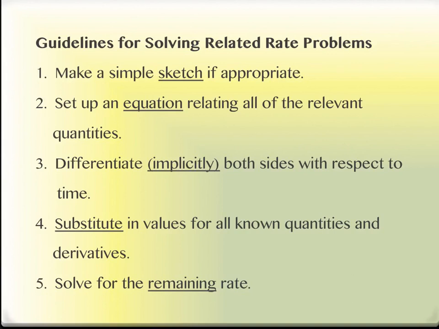So some basic guidelines for solving word problems. A lot of times, we're going to end up making a simple sketch. We're going to set up equations relating the relevant quantities. For related rates and for optimization on Monday, we're going to be taking some derivatives. That's step 3. And we're going to do it implicitly. That was section 2.5 that for the most part you weren't super fond of. So we're going to revisit implicit differentiation on number 3. Number 4 is an algebra step where we're going to substitute values back in for known quantities. And then 5 is to solve for the remaining rate.